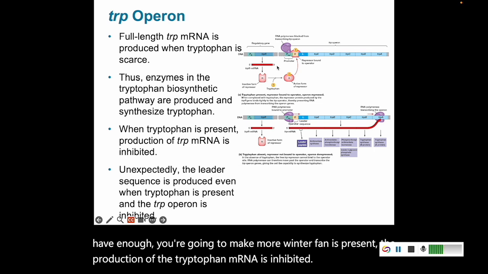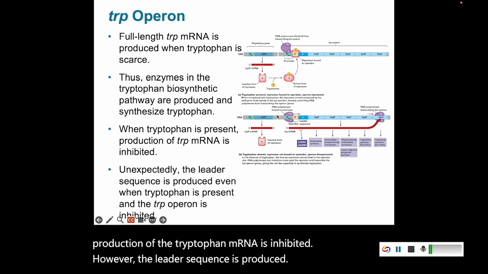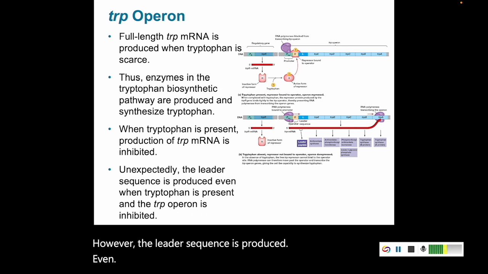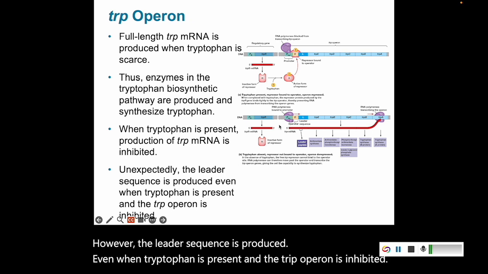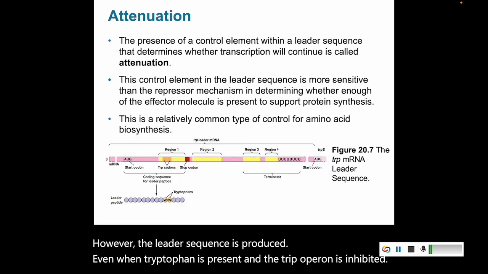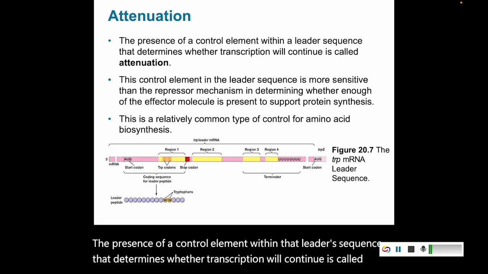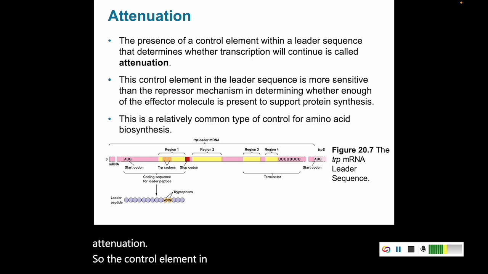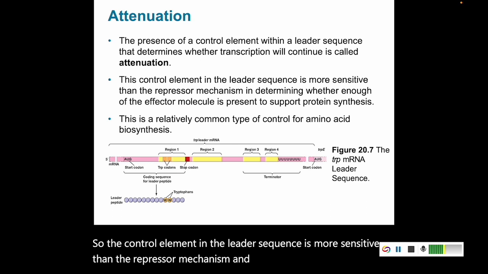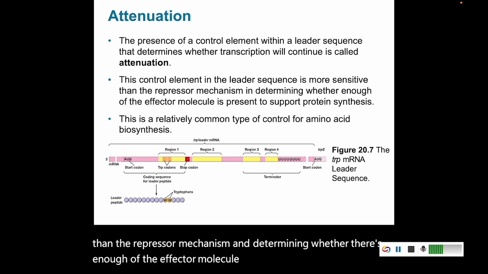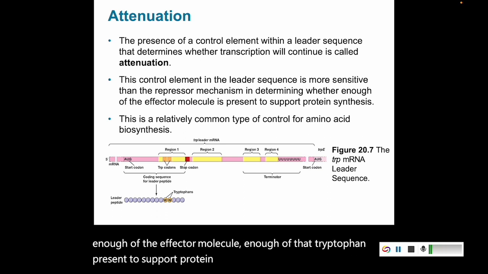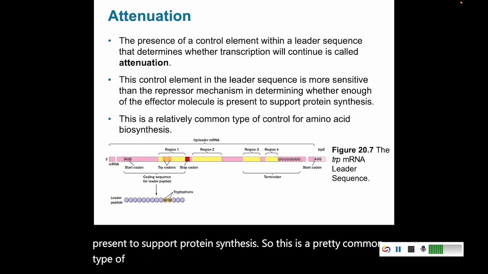However, the leader sequence is produced even when tryptophan is present and the Trp operon is inhibited. The presence of a control element within that leader sequence that determines whether transcription will continue is called attenuation. So the control element in the leader sequence is more sensitive than the repressor mechanism in determining whether there's enough of the effector molecule, enough of that tryptophan present to support protein synthesis. So this is a pretty common type of control for amino acid biosynthesis.